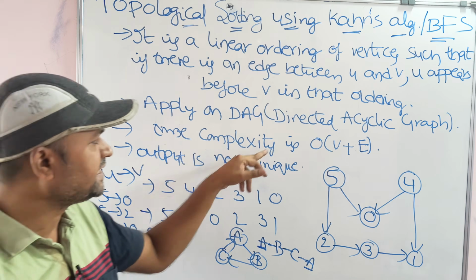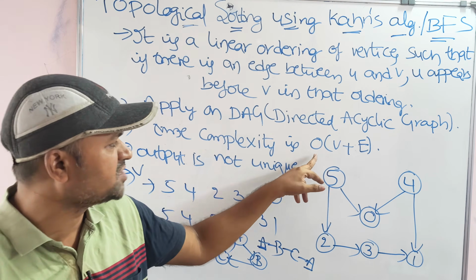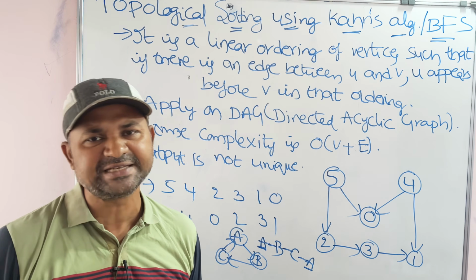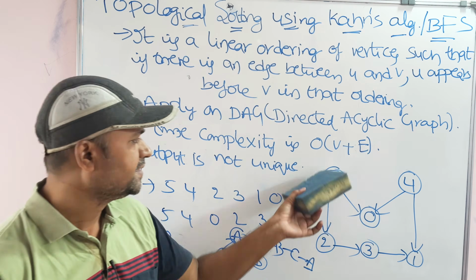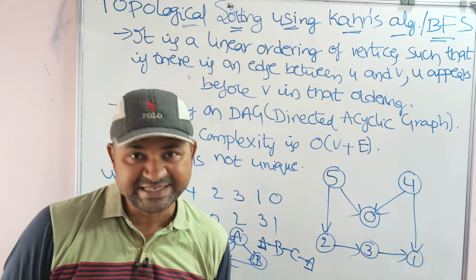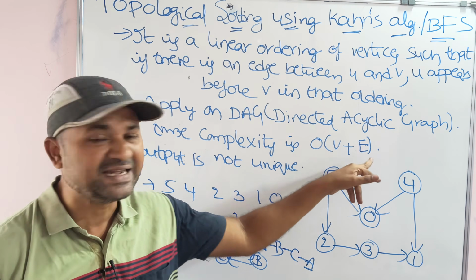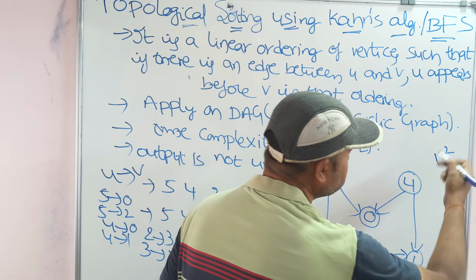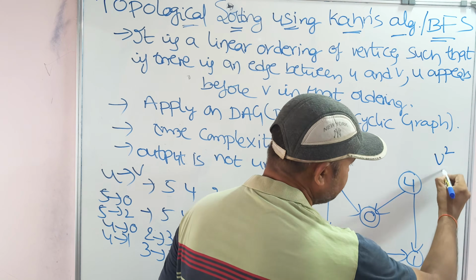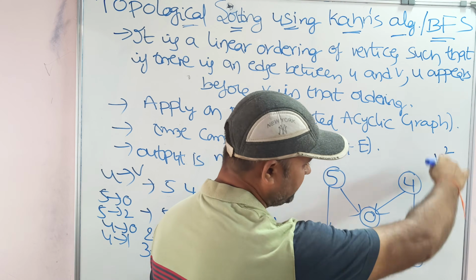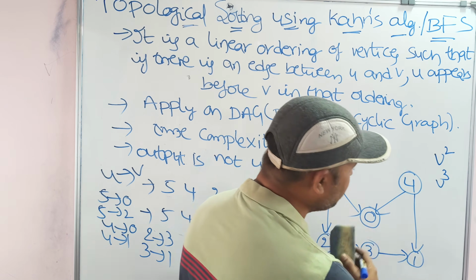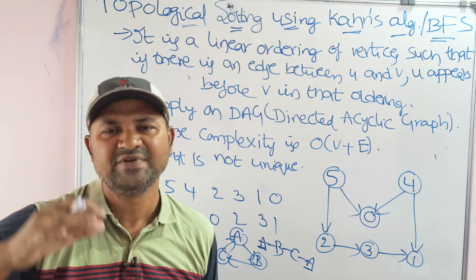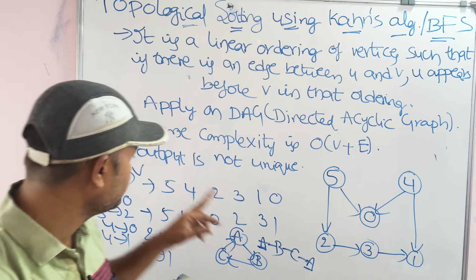Next, the time complexity of topological sorting is order of V plus E, where V represents the set of vertices and E represents the set of edges. This is nothing but linear computing time. If we take V square, this is quadratic computing time. This is cubic computing time. Quadratic and cubic will take more time, whereas linear computing time will take less time for execution.